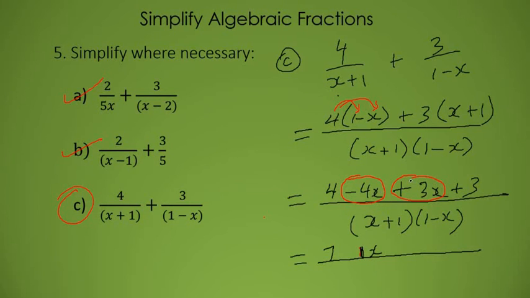And since we have more negatives than positive, it'd be negative x, negative 1x. But we don't need the 1 there. So we can just simply say 7 minus x. All right? Minus x plus 7, if you have that, that's fine. But most times, they prefer to have the positive term in front. So 7 minus x over the denominator of x plus 1, 1 minus x. And this will be our final solution.